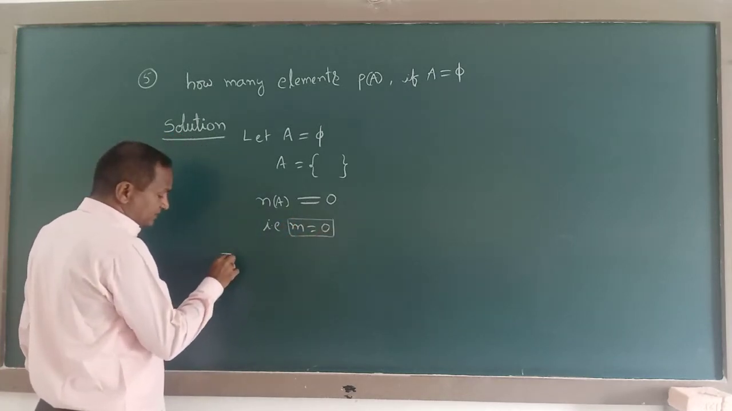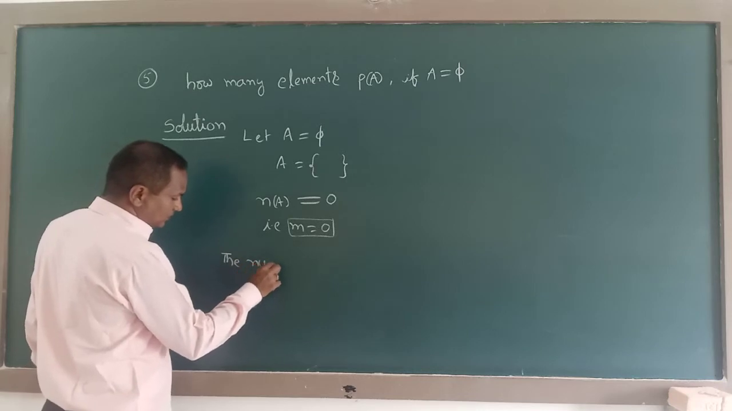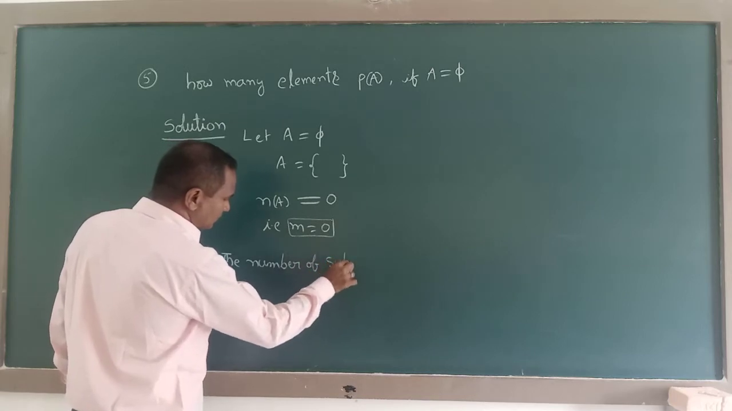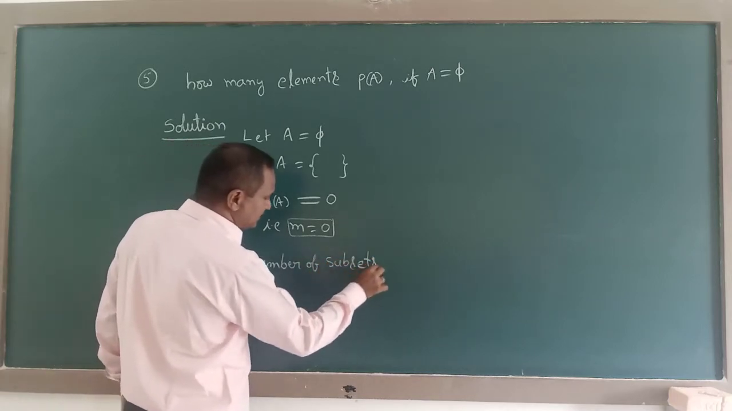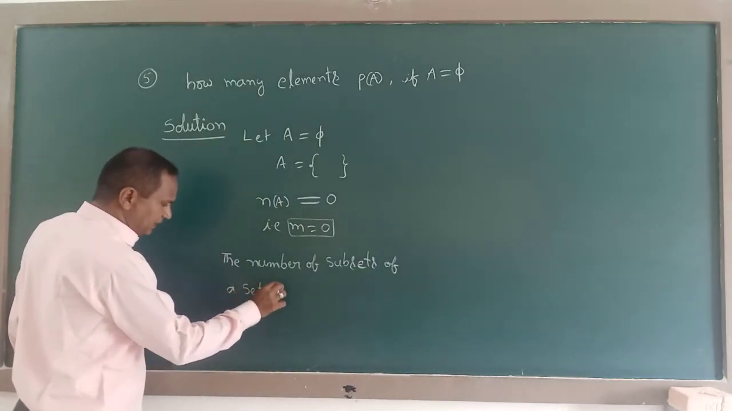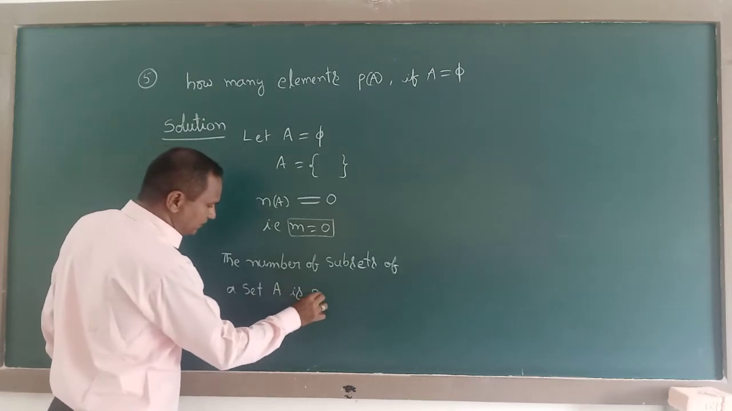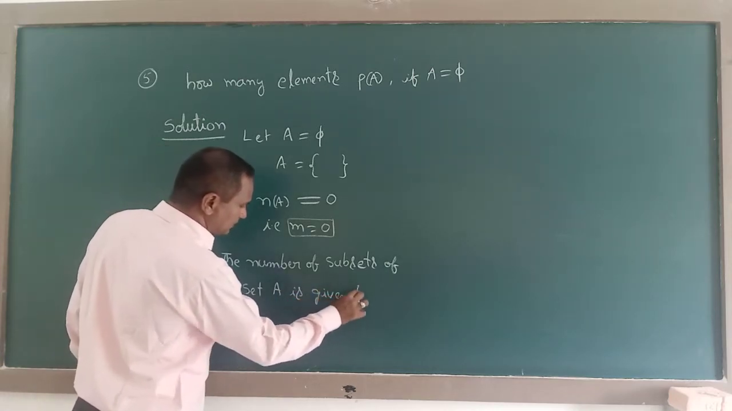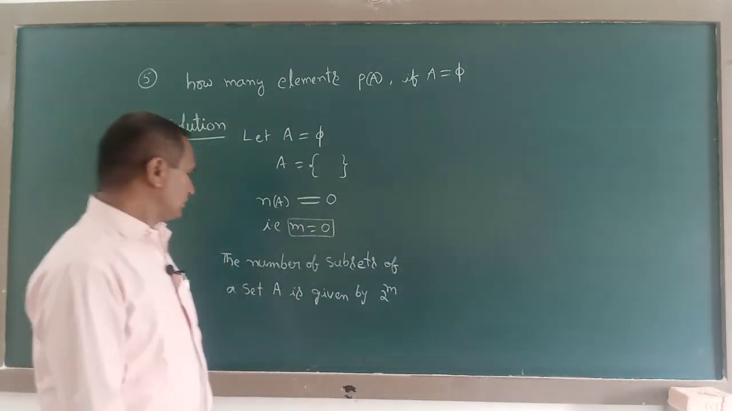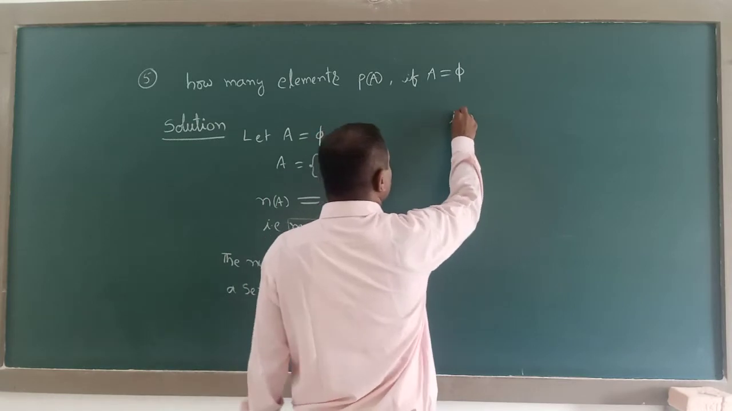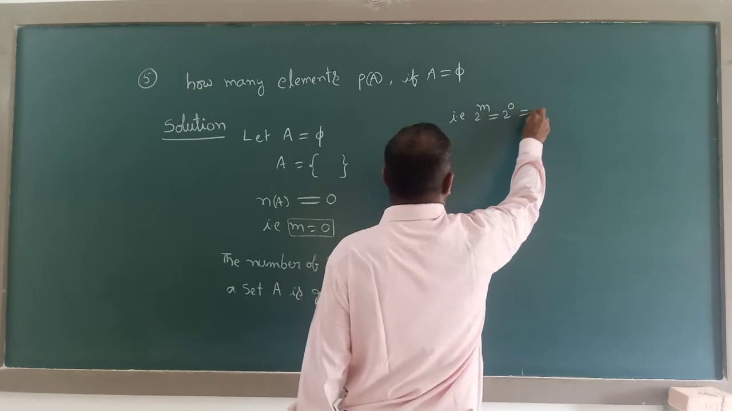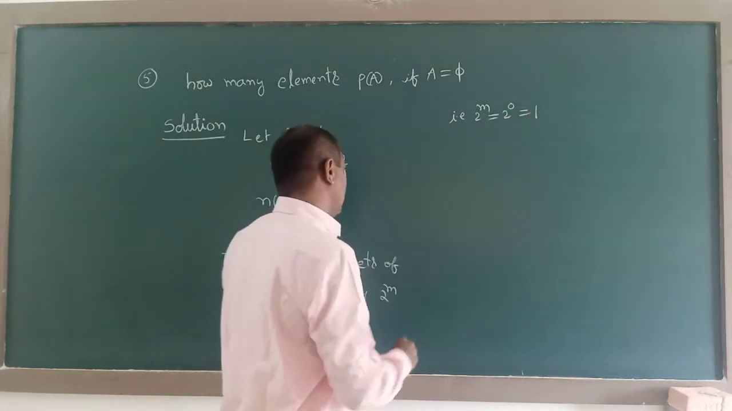The number of subsets of a set capital A is given by 2 to the power of m. That is 2 to the power of m is equal to 2 to the power of 0 is equal to 1. Only one subset will come here.